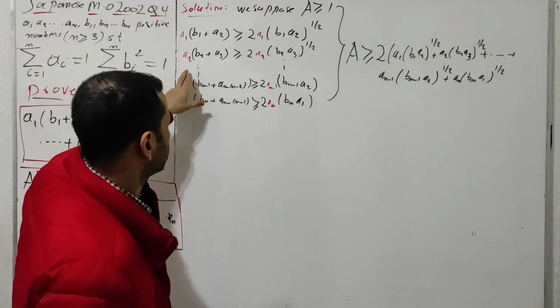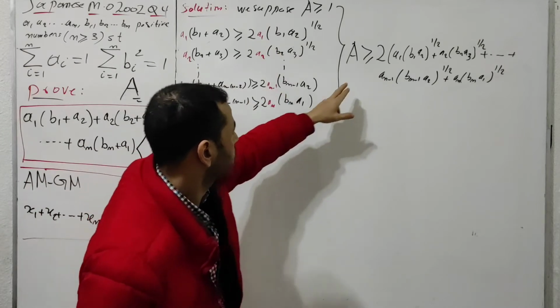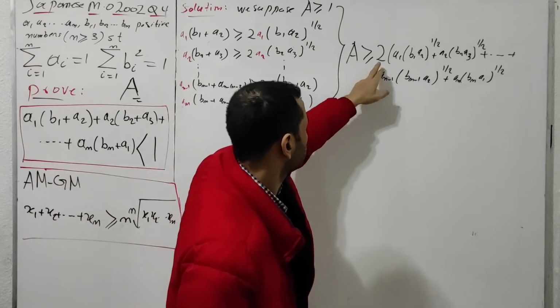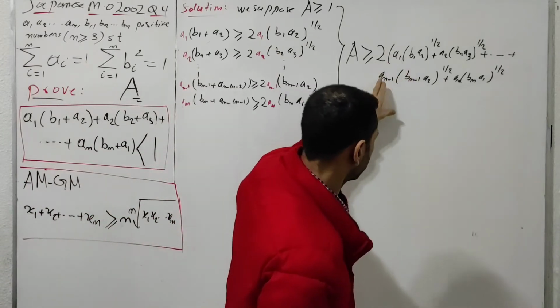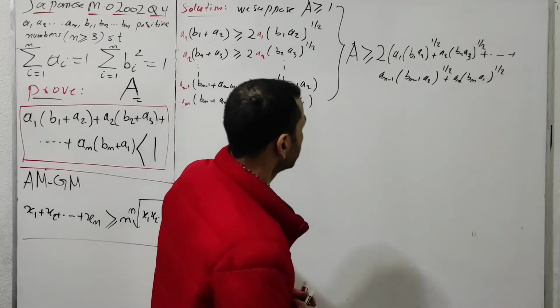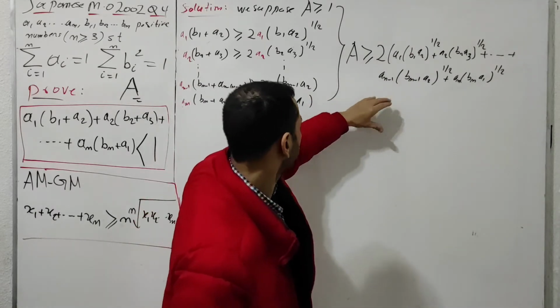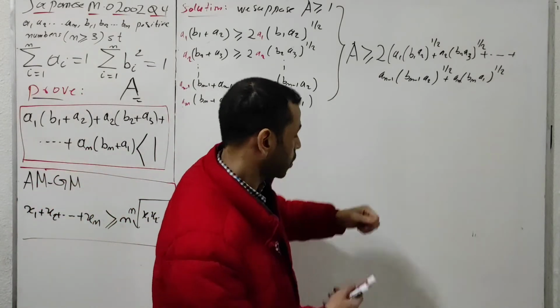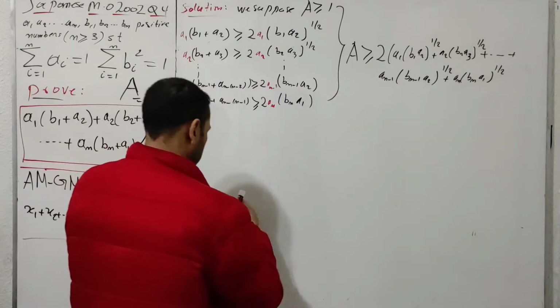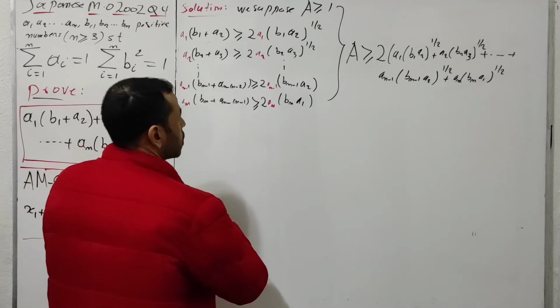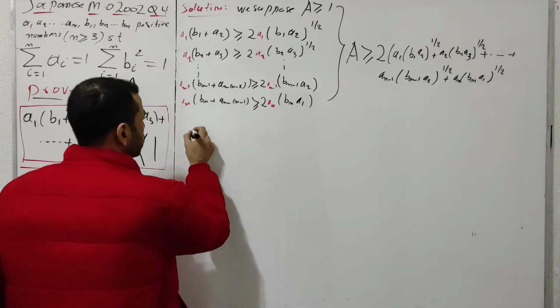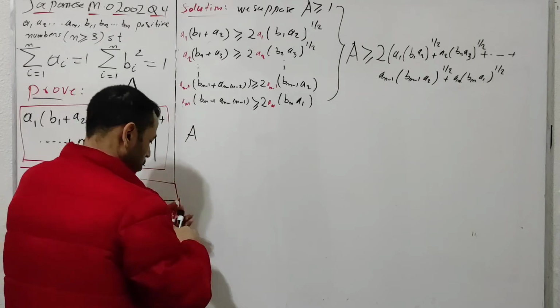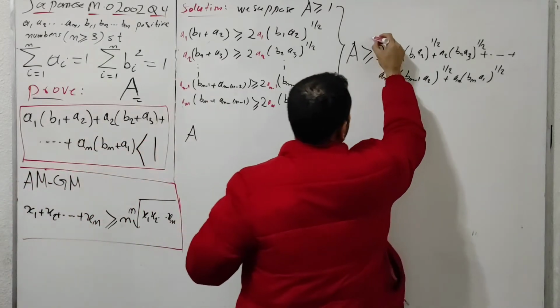Now as I summed these terms, I get capital A greater than or equal to 2 times this whole thing. What I'm going to do now is apply the AM-GM theorem a second time on this one. So we have the capital A. Let's call this one capital B.